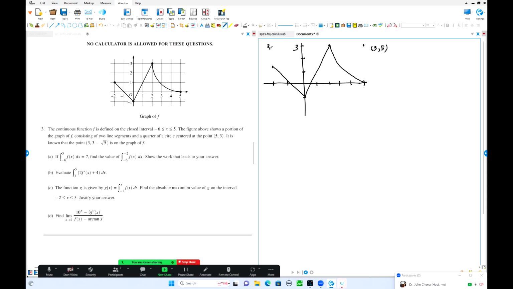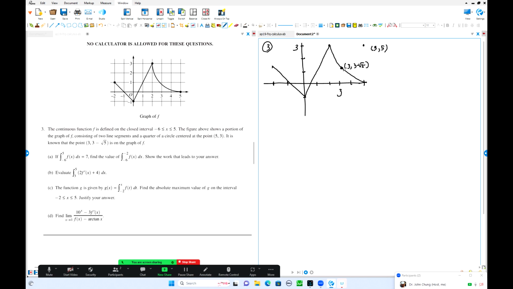So this is number 3, 2019 A/B test. I just copied the graph over here. At this point, when x equals 3, y is this point, the y coordinate is 5. 3 and red 5. That's the point.